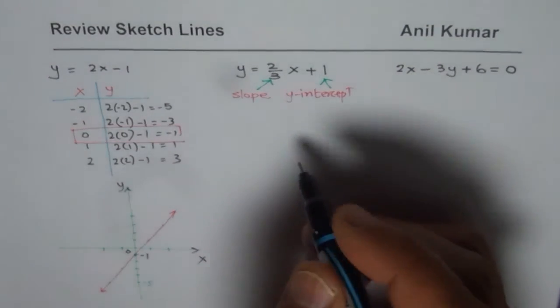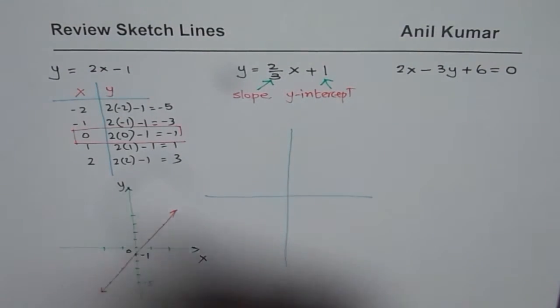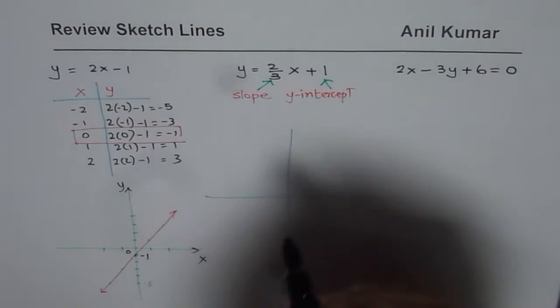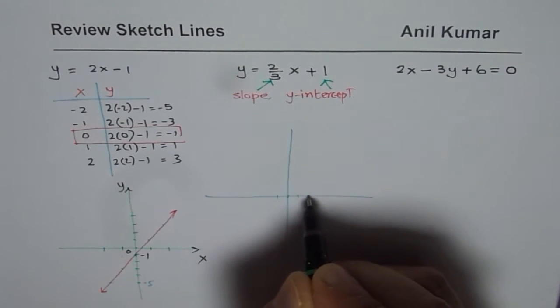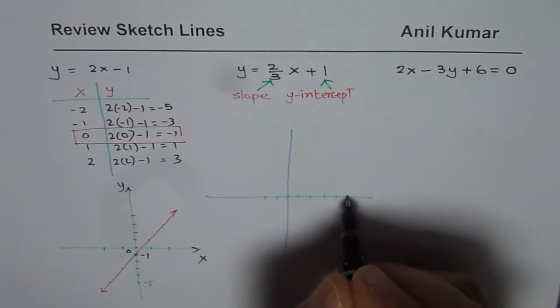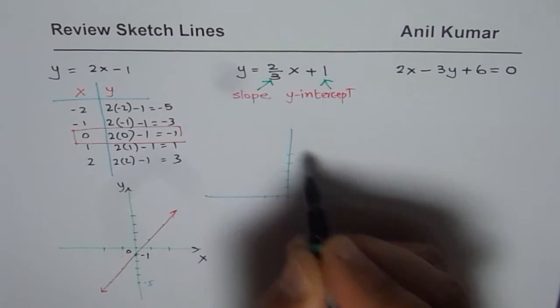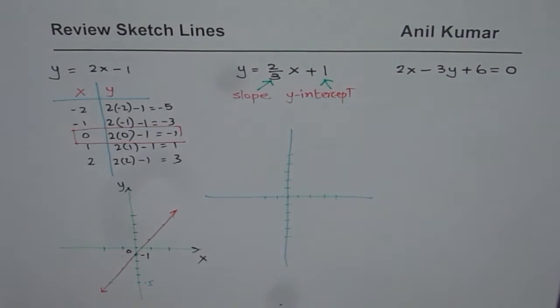To sketch a line, we'll just take a graph paper. You should actually make better graphs than what I'm doing, but I'm just making a rough sketch to give you an idea of how to do it. So let's say this is our x-axis. This is 0, 1, 2, 3, 4. This is minus 1, minus 2. On the y-axis also 1, 2, 3, 4, 5. These are the negative values.